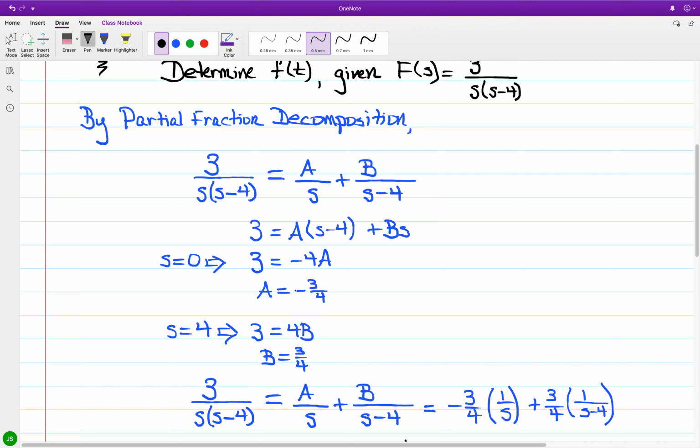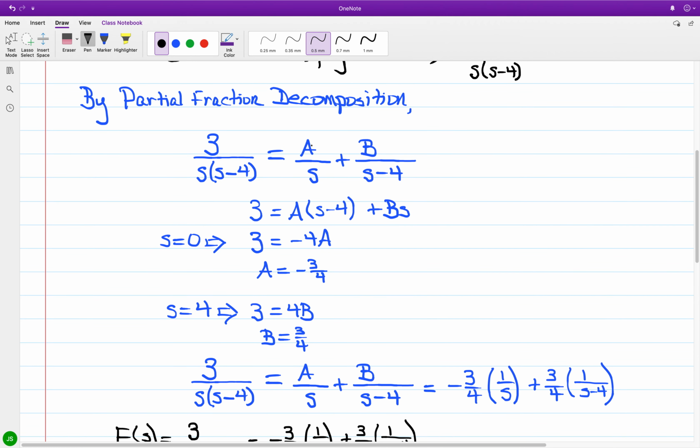If I eliminate A and solve for B, I can set s to 4. 4 minus 4 is 0, A goes out, and then we have plus B times 4, which is 4B, set equal to 3, and from this we have B equal to 3/4. And so with the partial fractions, A over s we can write as negative 3/4 of the reciprocal of s, and B over s minus 4 is 3/4 of the reciprocal of s minus 4.